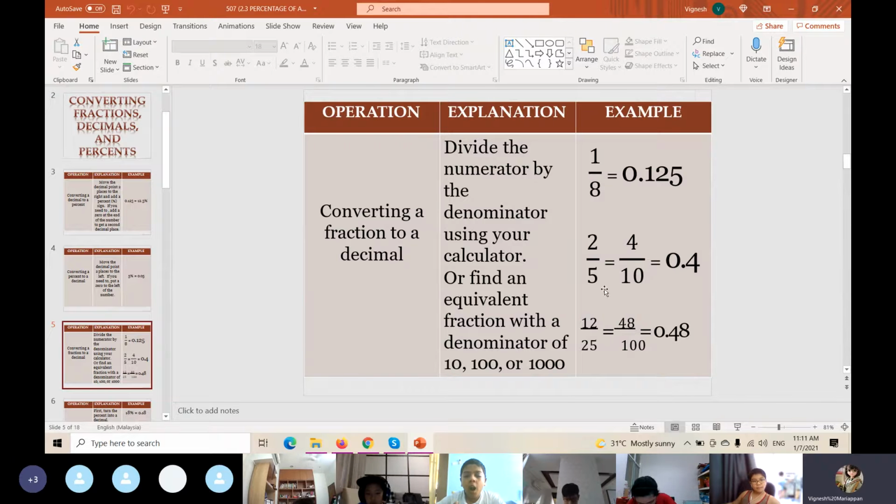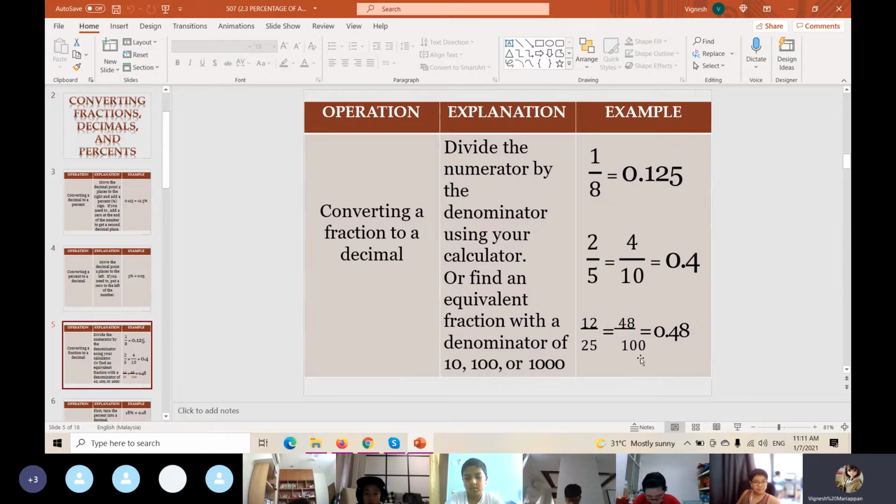2 over 5, when you convert to decimal, you will get 0.4. 4 over 10, when you convert to decimal, you will also get 0.4. And same goes to the third fraction, 12 over 25. When you use the calculator to divide 12 by 25, you will get 0.48. And then same goes to 48 over 100 also.